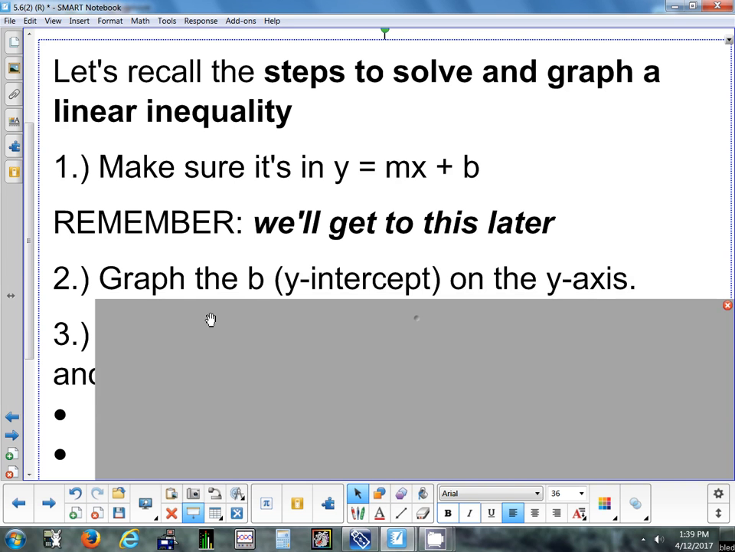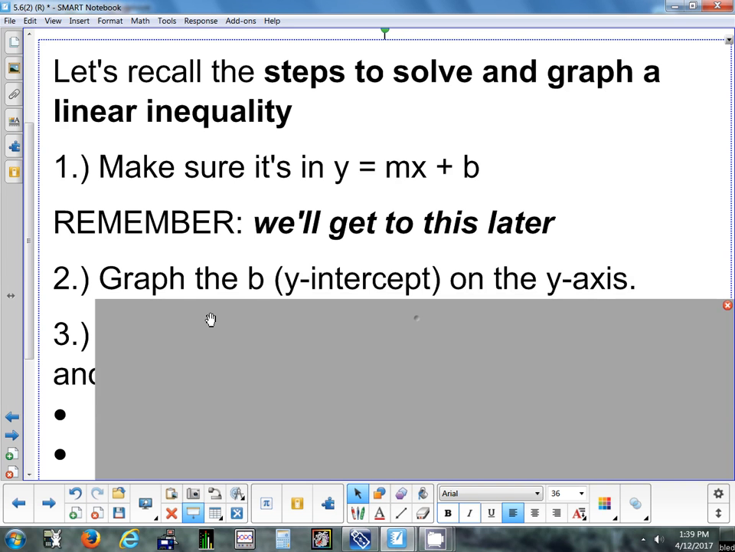Like Marissa said, graph the b, the y-intercept, and make sure we graph it on the y-axis. Is the y-axis vertical or horizontal? Vertical. All right, so the only time we wouldn't graph on the y-axis is if it was a special case, if it was an x only with no y. So we want to graph the b on the y-axis. So now we've graphed our y-intercept. We got our point on the y-axis.